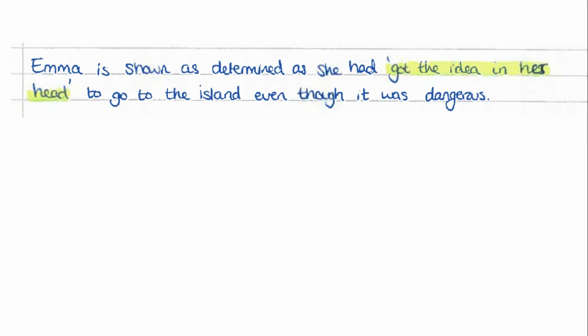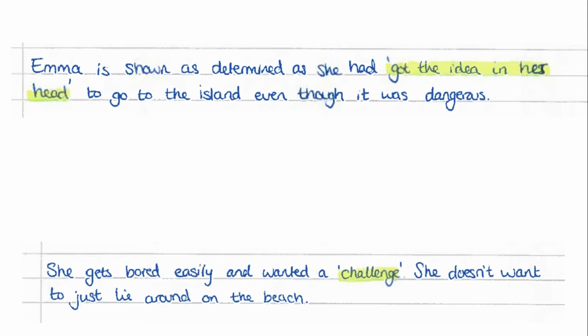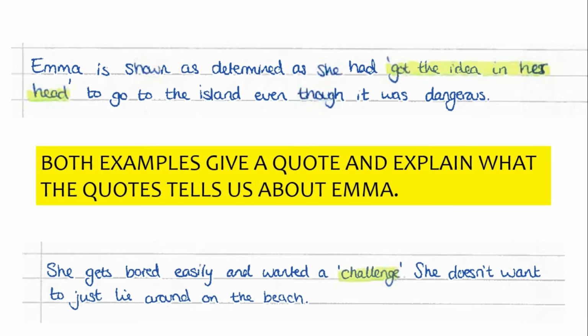So let's look at a couple in detail. The first one I'm going to look at is: Emma is shown as determined as she got the idea in her head to go to the island even though it was dangerous. Another one: she gets bored easily and wanted a challenge. She doesn't want to just lie around on the beach. Both these examples give us a quote and explain what the quote tells us about Emma.